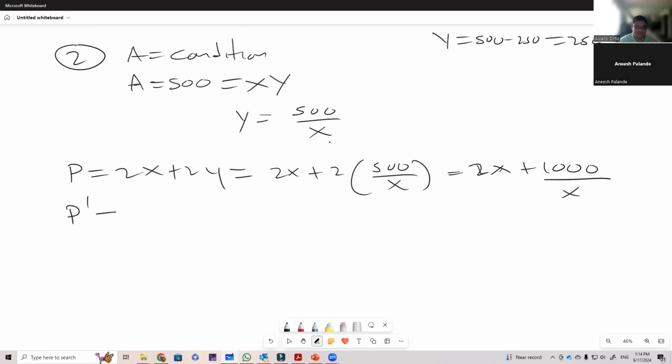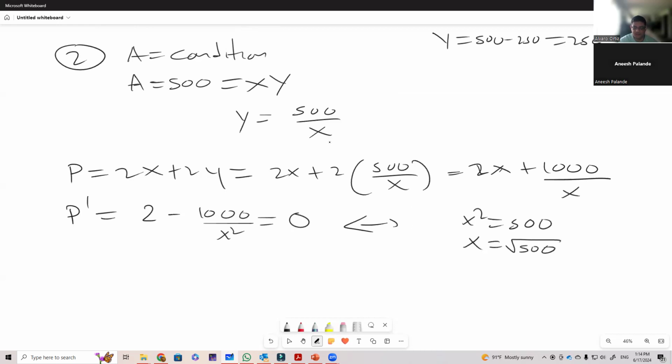Now, if you take the derivative, P prime is 2 minus 1,000 over x squared. From here, you can find when this is going to be equal to 0. That means x squared equals 500, and so x equals the square root of 500. This is the square root of 5 times the square root of 100, or 10 square root of 5. This will be the value that I pick here.